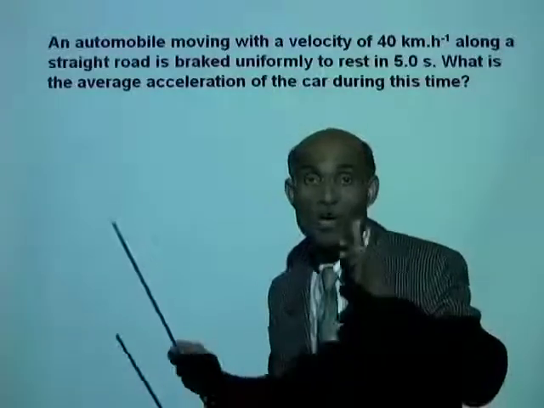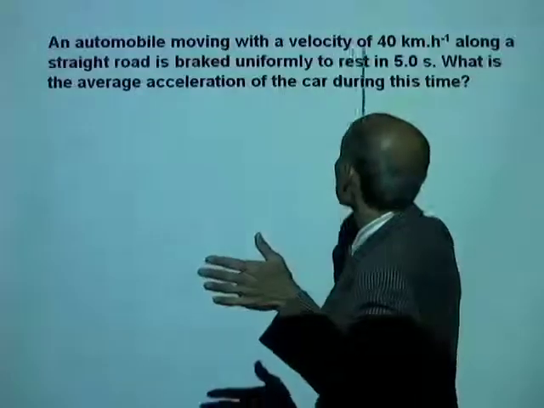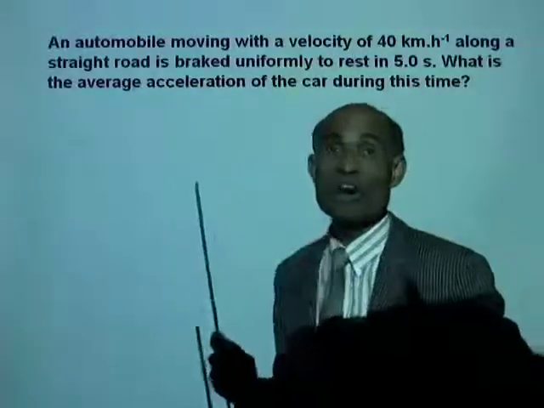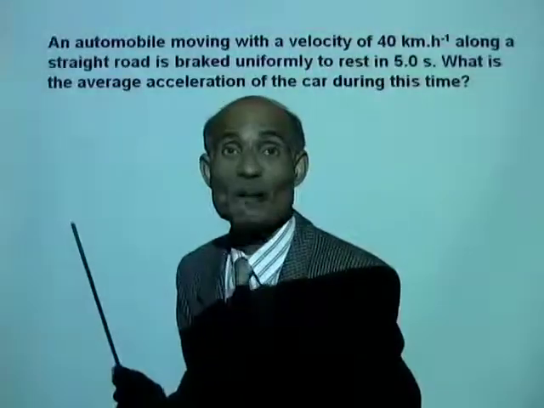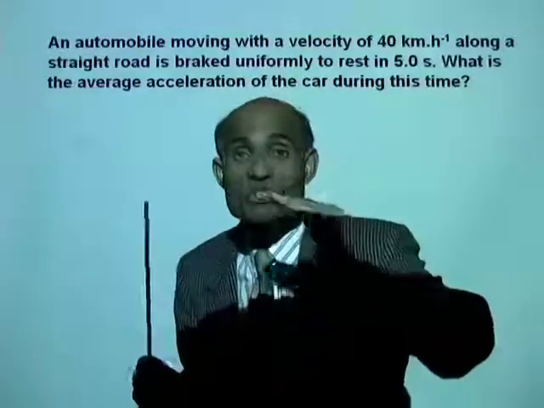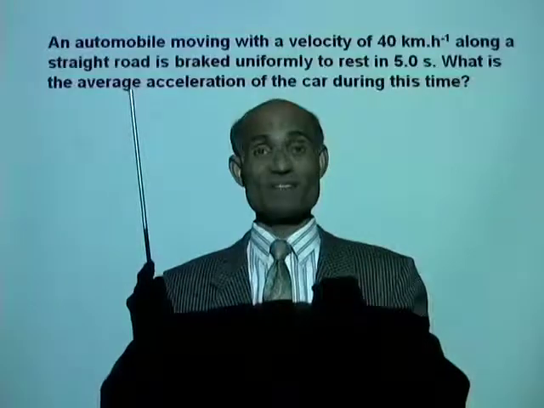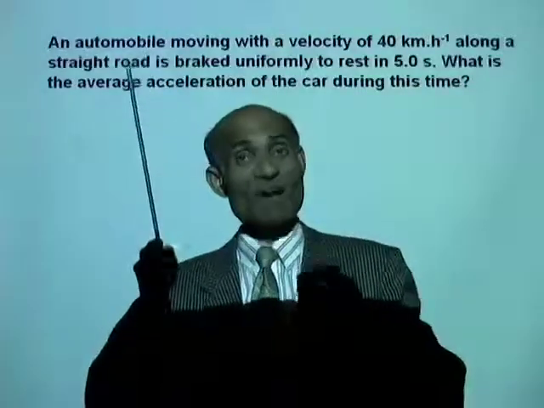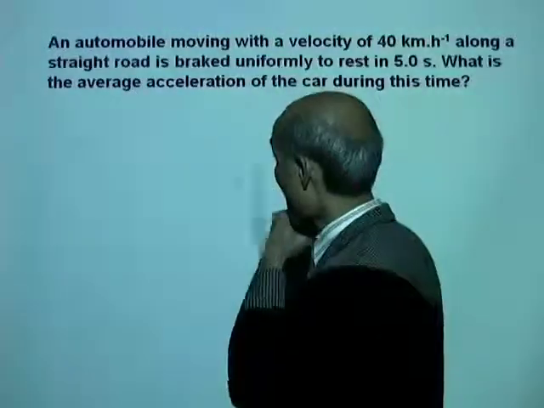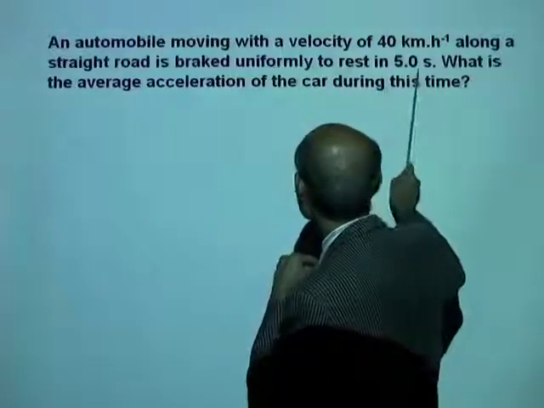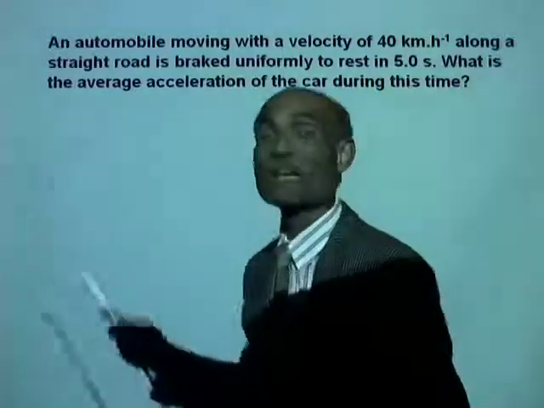When you start your clock, the automobile has a velocity of 40 km/h and it is braked uniformly to rest. What is the final velocity? It is brought to rest. The final velocity is 0. And this happened in a time of 5 seconds. Let's write that down.